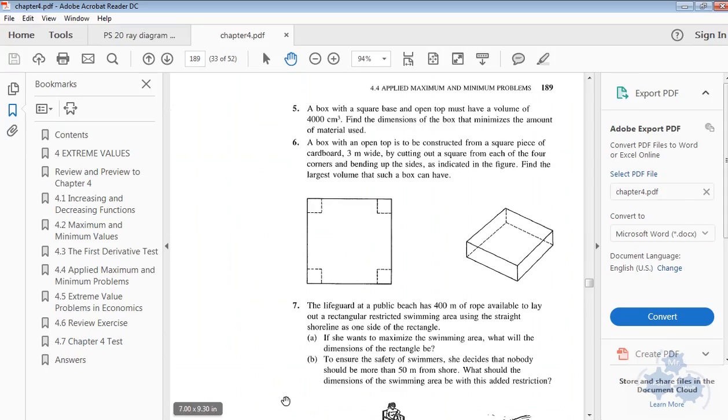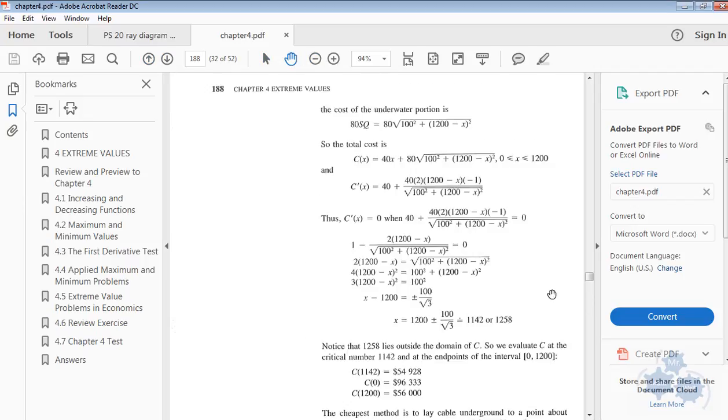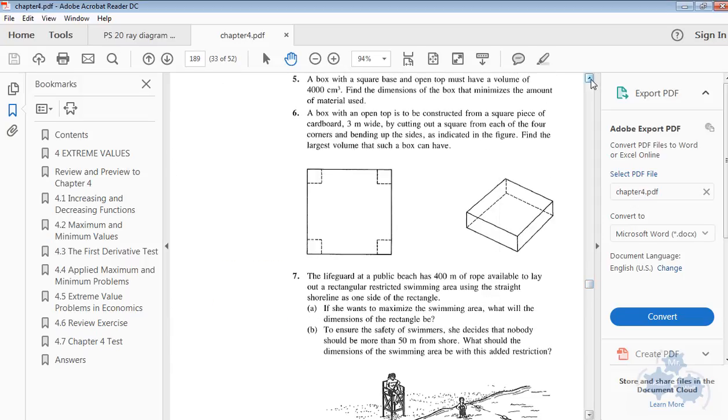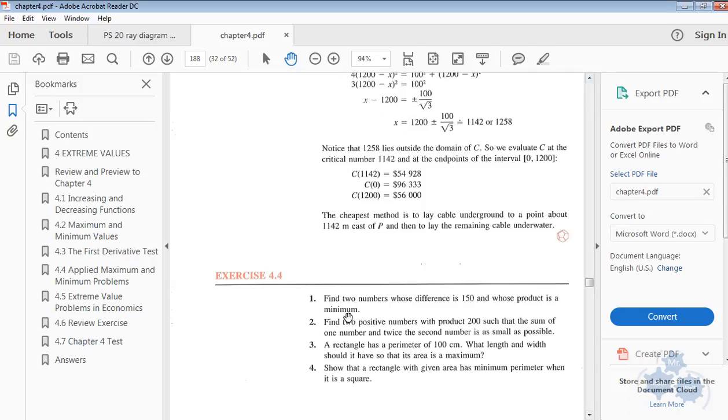Here's number 1 from 4.4. It says find two numbers whose difference is 150 and whose product is a minimum. So let's just go back here. Okay. So number 1, find two numbers whose difference is 150. That means when you subtract them, the difference is going to be 150, and whose product is a minimum.